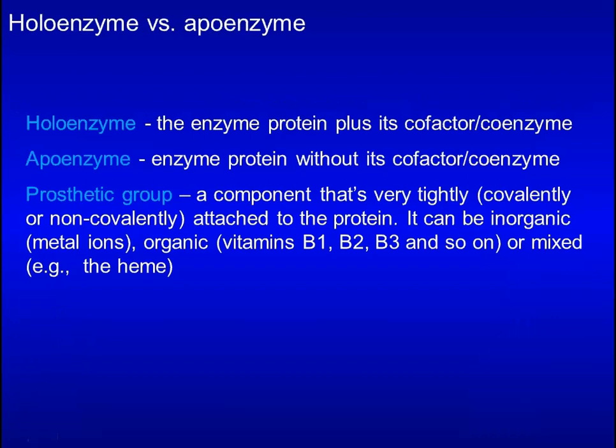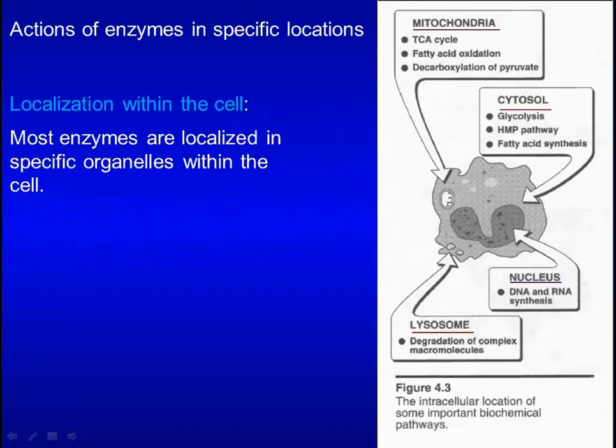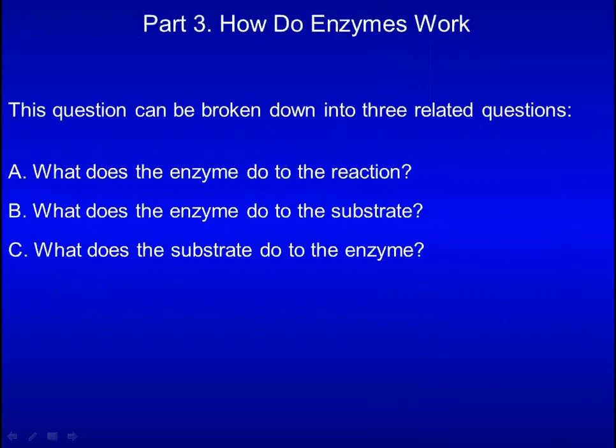Prosthetic group refers to a non-protein component that is very tightly attached to the protein. It can be inorganic or organic, such as vitamins and heme. Most enzymes are localized in specific locations within the cell. For example, DNA polymerase resides in the nucleus. Enzyme in glycolysis resides in cytoplasm. Now, let's look at part 3.